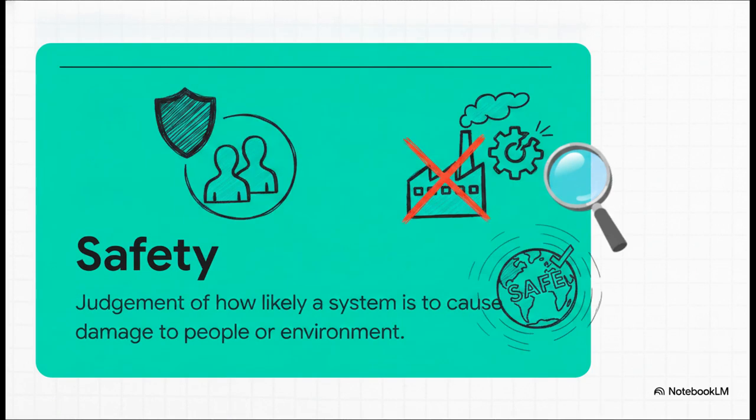Safety, on the other hand, is a completely different beast. Safety is a judgment of how likely it is that the system will cause damage to people or its environment. It is specifically about preventing catastrophic failure, death, or injury. Notice something there. That definition doesn't care one bit about the software specification. It only cares about the physical outcome in the real world.